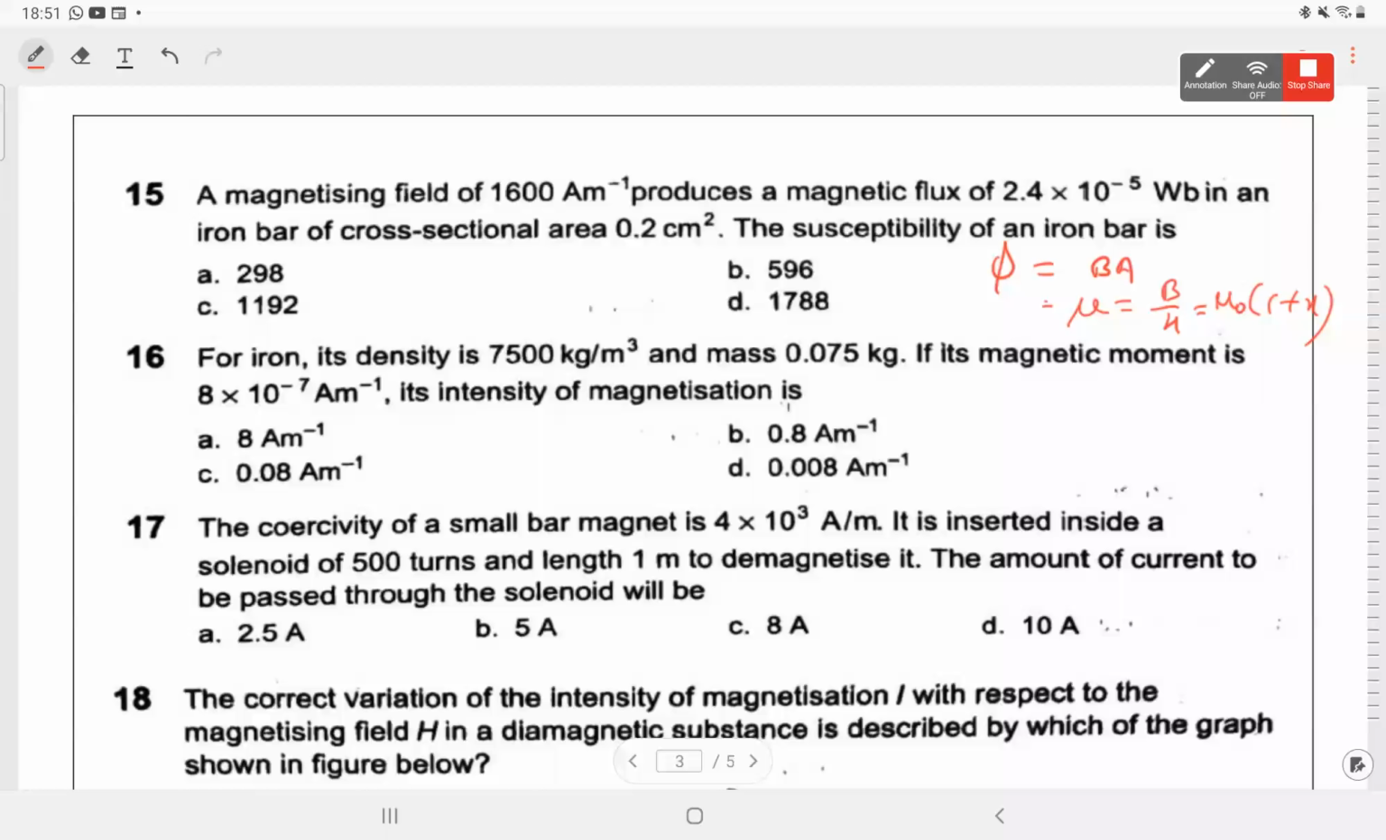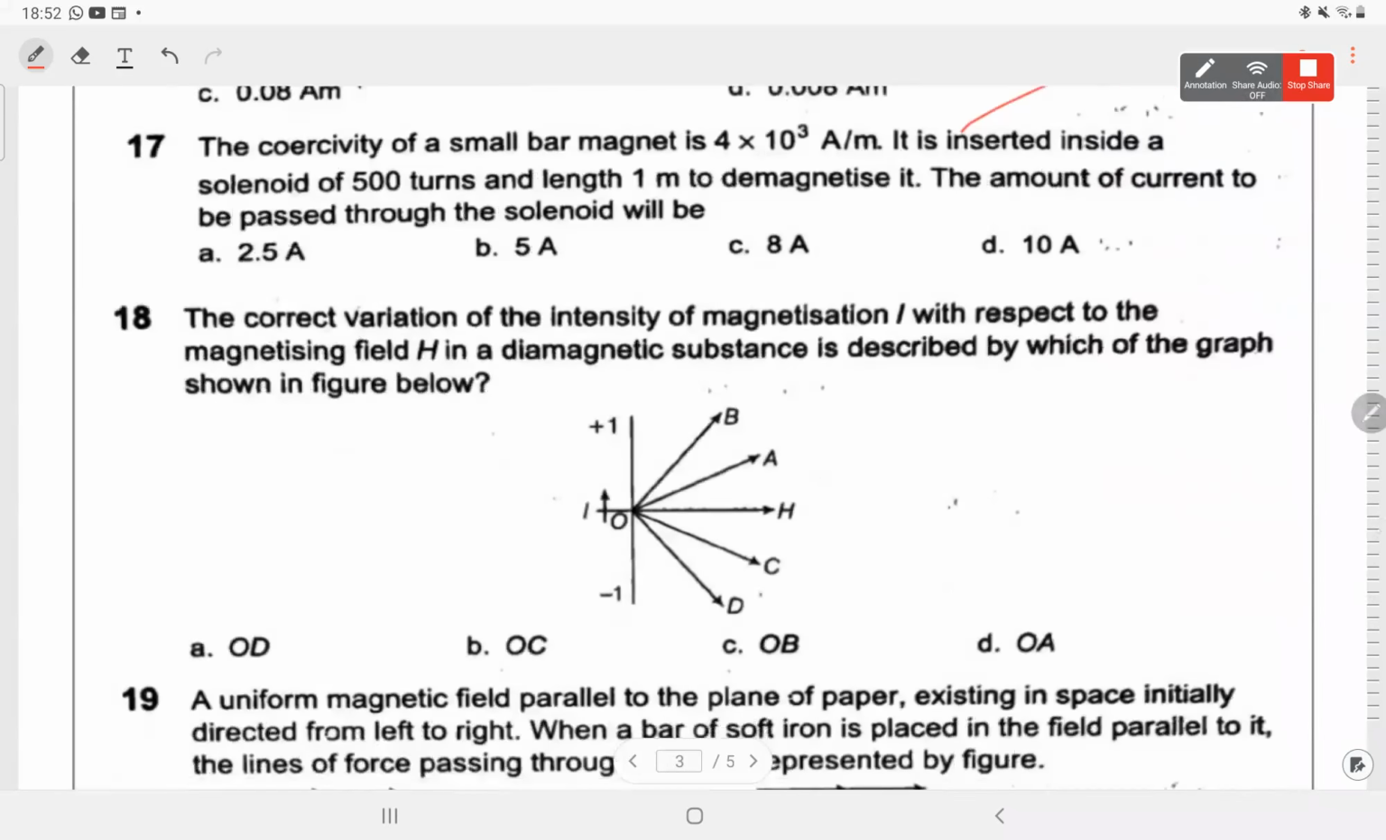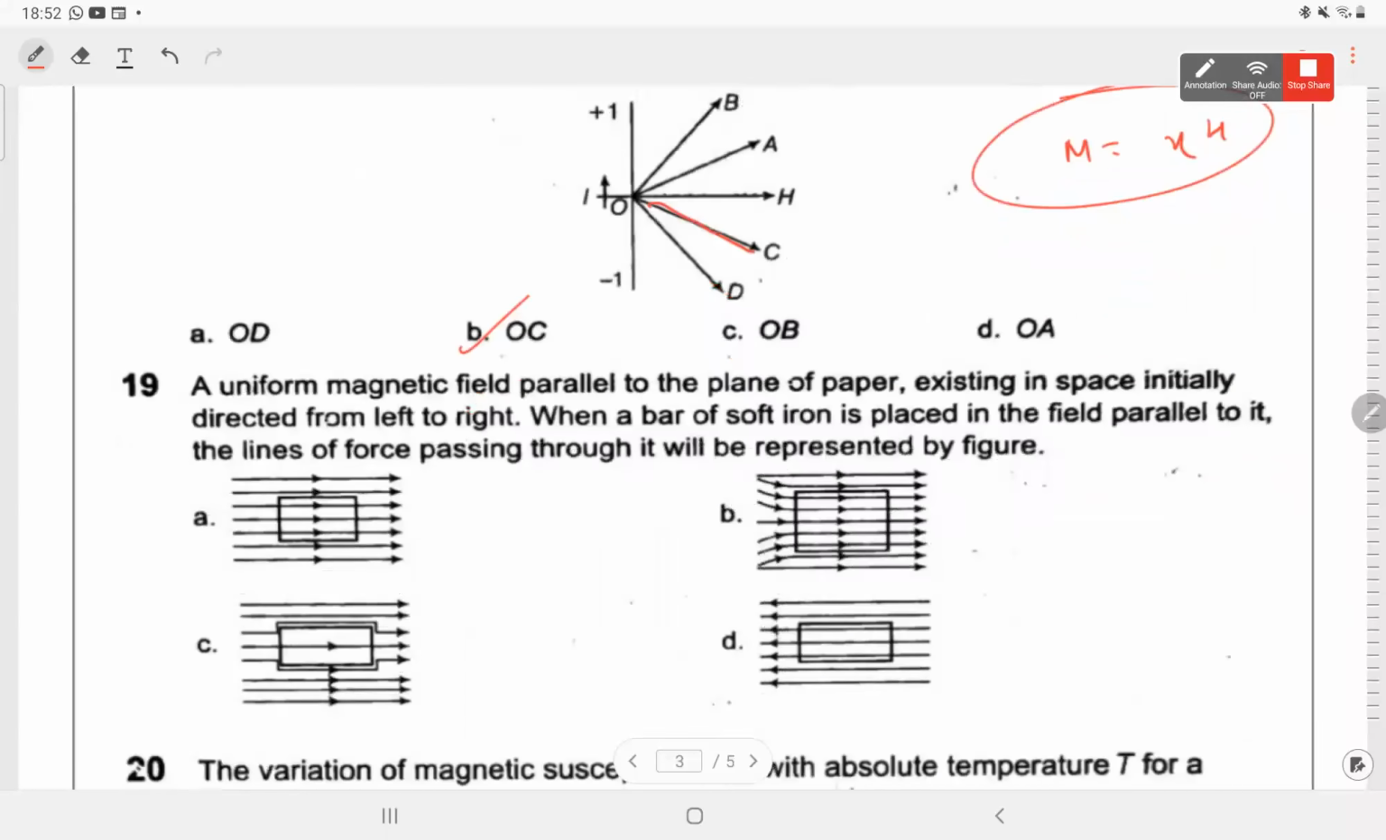Coercivity of a small bar magnet is 4 times 10 to the power 3. It is inserted inside a solenoid of length 1 to demagnetize it; find the amount of current passed. Coercivity H is equal to Ni, where N is the number of turns. We'll substitute. Question 18: the correct variation of intensity of magnetization with respect to magnetizing field for a diamagnetic substance. For a diamagnetic substance it is negative and small, so it should be OC. The slope should be small. This is the formula: M is equal to chi into H, a small and negative slope.